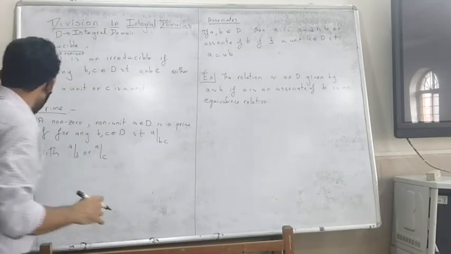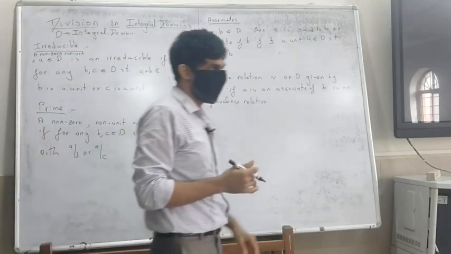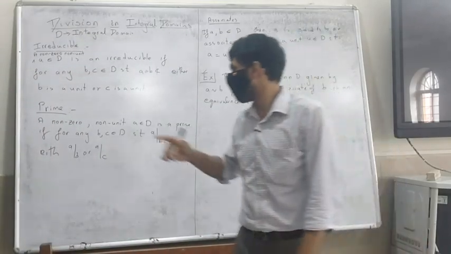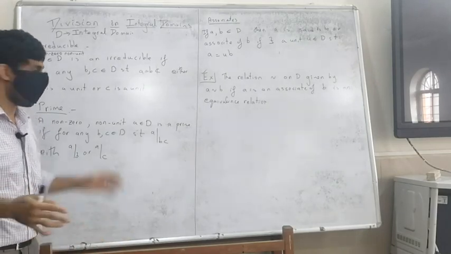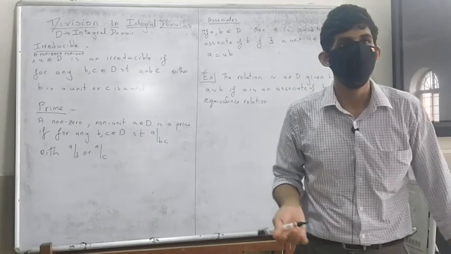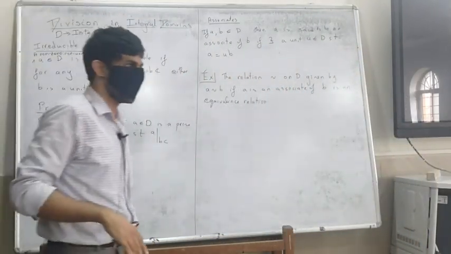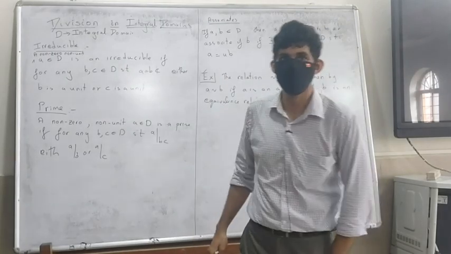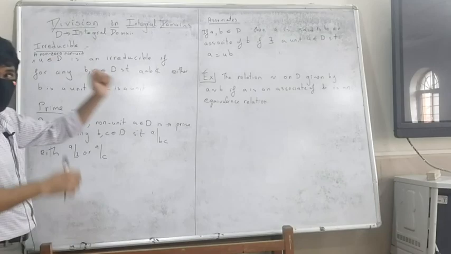So if you look at these two, one question which you can ask is which property is lesser or more? Is it true that every irreducible is a prime, or is it true that every prime is an irreducible? What do you think? What is it? Every prime is an irreducible?